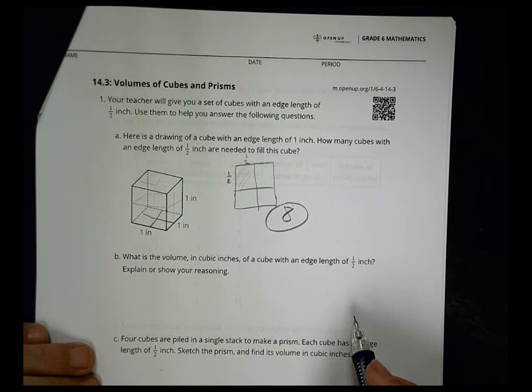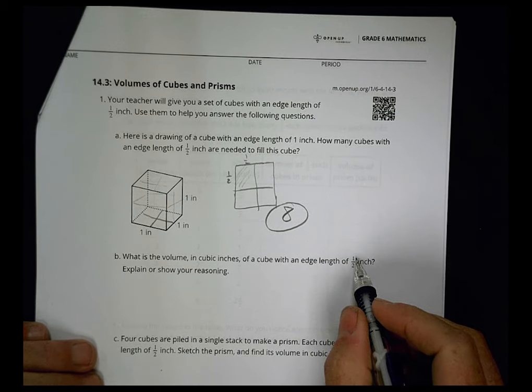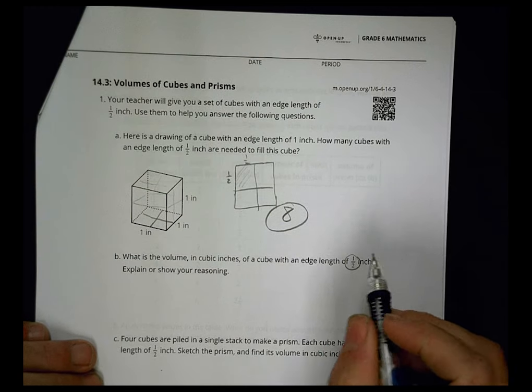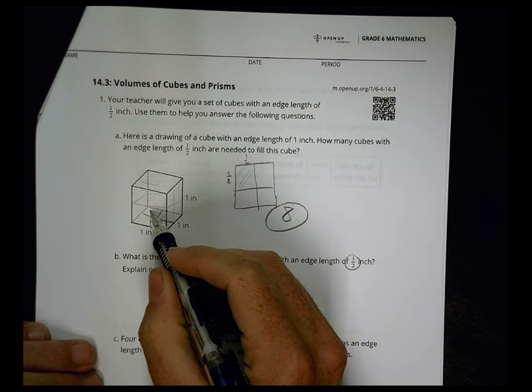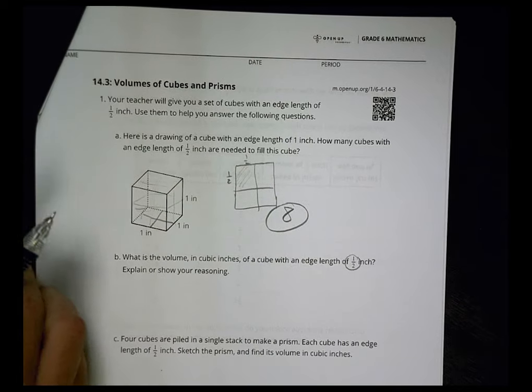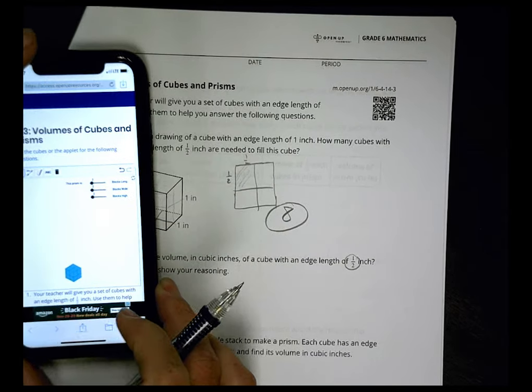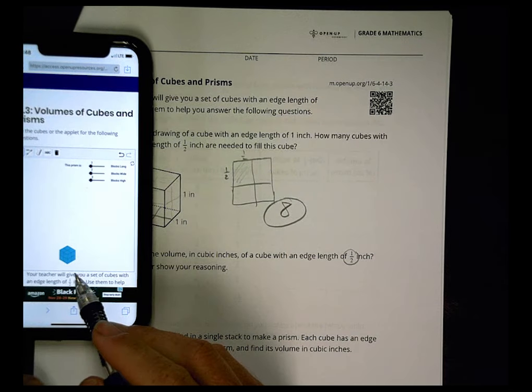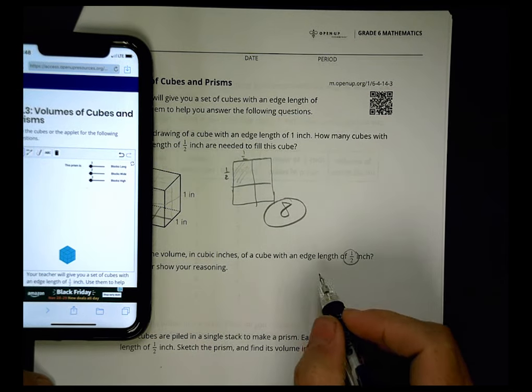So what is the volume in cubic inches of a cube with an edge length of a 1/2 of an inch? So we're thinking about volume being, okay, well, how many of these little 1/2 inch cubes fit inside of that space? Okay, in that space, we knew that there were 8 cubes altogether.